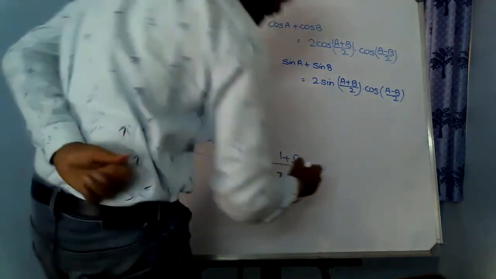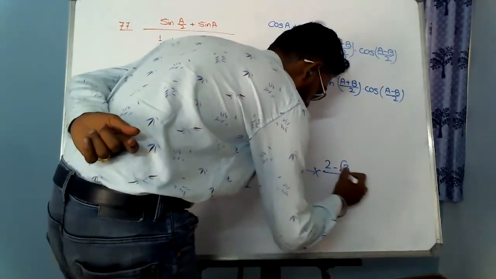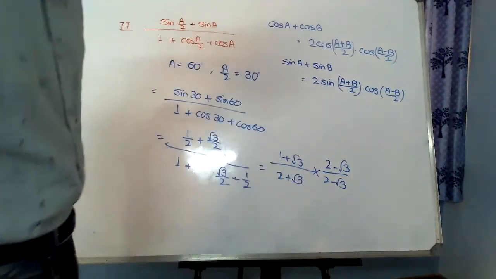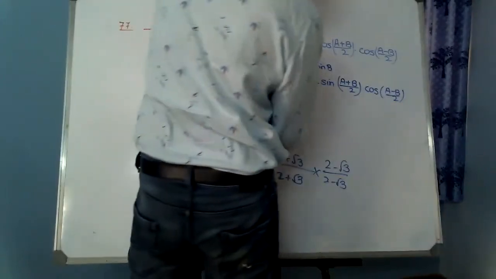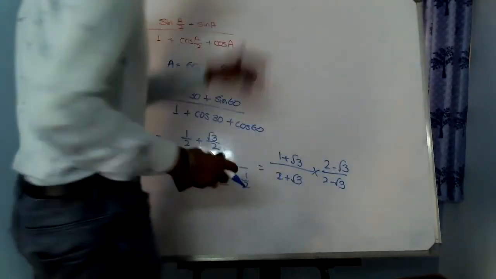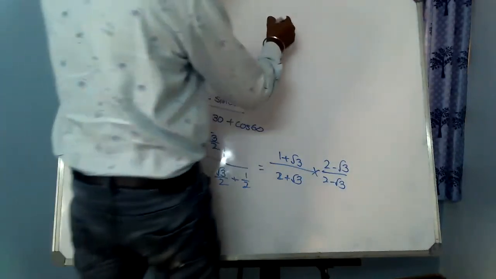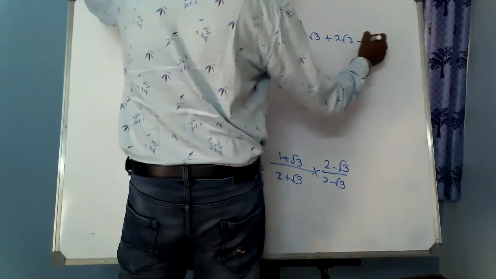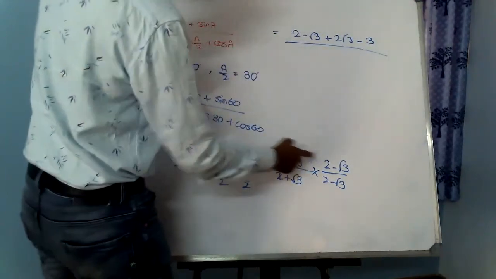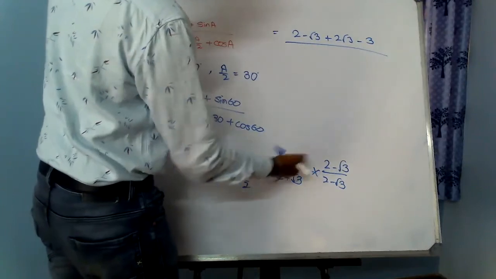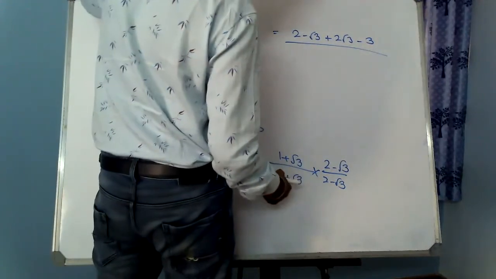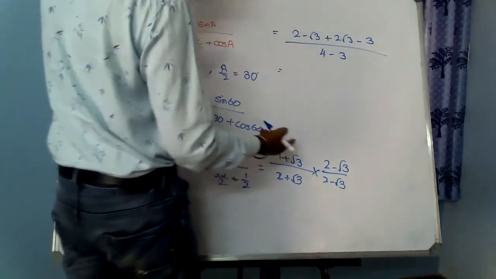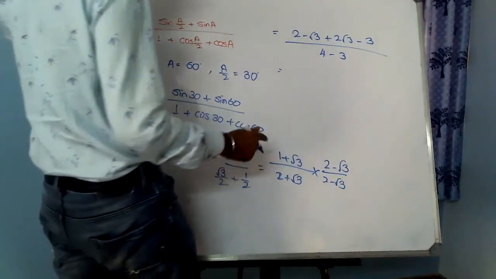Now again, this is not reaching anywhere. I'll do the rationalization, multiplying by 2 minus root 3 in the numerator and denominator. If I simplify further, 1 plus root 3 multiplied by 2 minus root 3 will give you 2 minus root 3 plus 2 root 3 minus 3. This is what I'll get, right? 1 multiplied with this, 2 minus root 3 multiplied with root 3, gives root 3 minus 3. 2 plus root 3 and 2 minus root 3 will give me 4 minus 3, using the a plus b, a minus b formula, so a square minus b square.